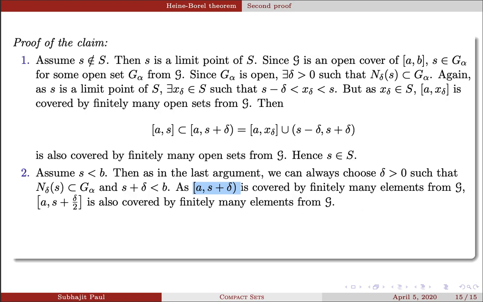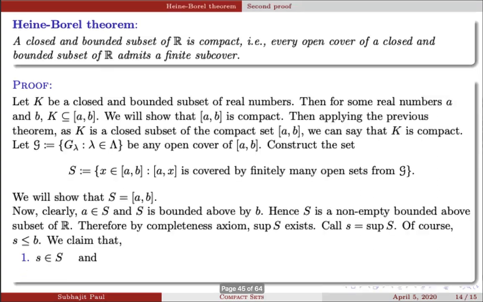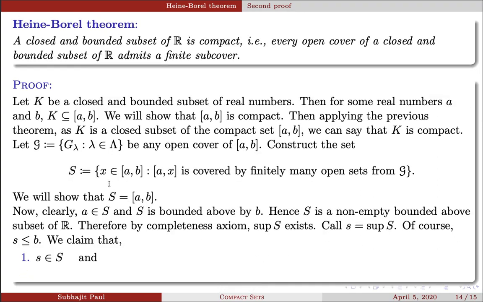Because in the definition of S, let me go back a little bit quickly. Yeah, in the definition of S, the criteria is a closed interval A to S must be covered by finitely many open sets from G. So there we had only A to S plus delta by 2, A to S plus delta, and S plus delta side was open. So that is why we could not say that S plus delta belongs to S.